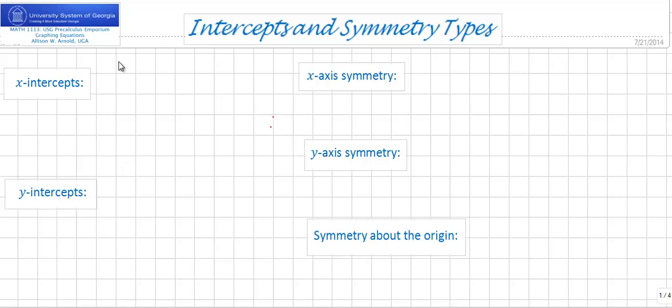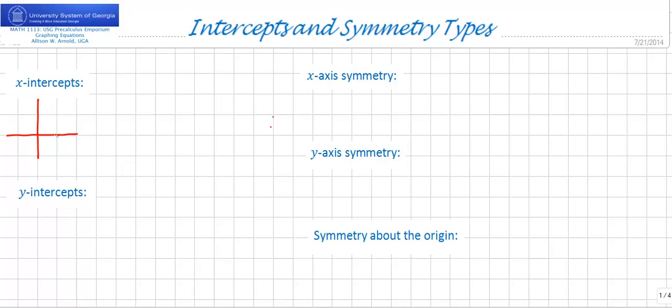The first type of intercept I'd like to describe is the x-intercept. X-intercepts are places where your graph will cross the x-axis. Some graphs have multiple x-intercepts, but the idea is that the x-coordinate is a number on the real number line and the y-coordinate is 0. So the way you find an x-intercept is to let y equal 0 and then solve for x.